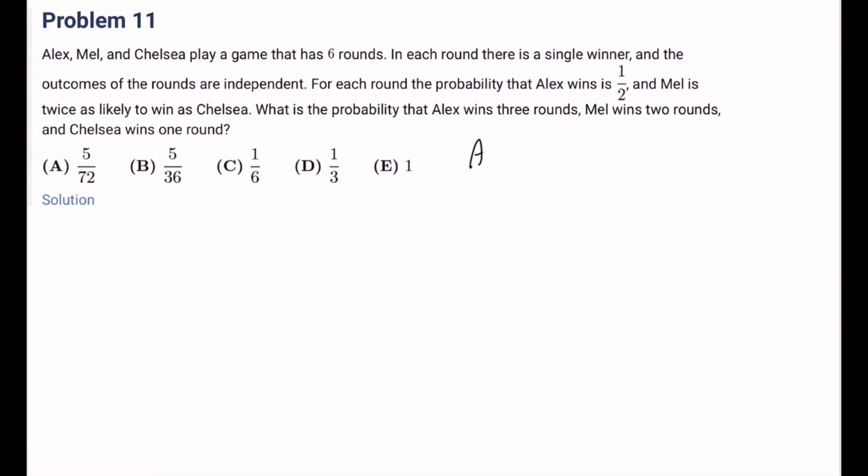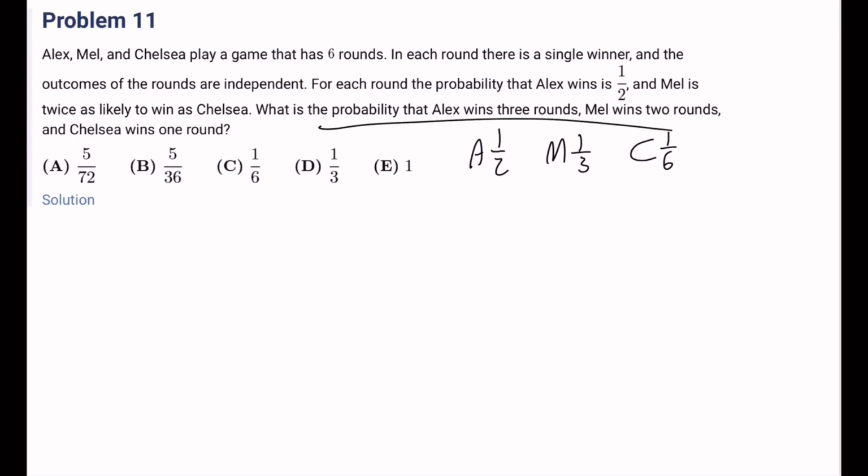Okay, so we have Alex, Mel, and Chelsea. Alex's winning probability is 1/2, and these two summed would also be 1/2. But since Mel is twice as likely to win as Chelsea, that means Mel's probability of winning is 1 over 3, and Chelsea's probability of winning is 1 over 6.